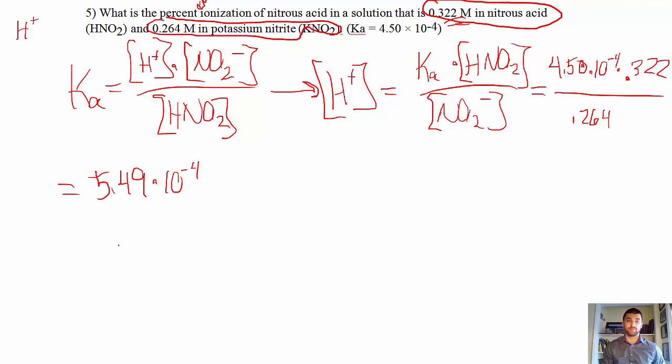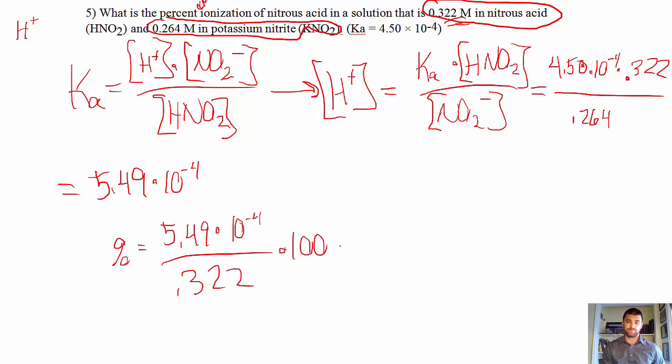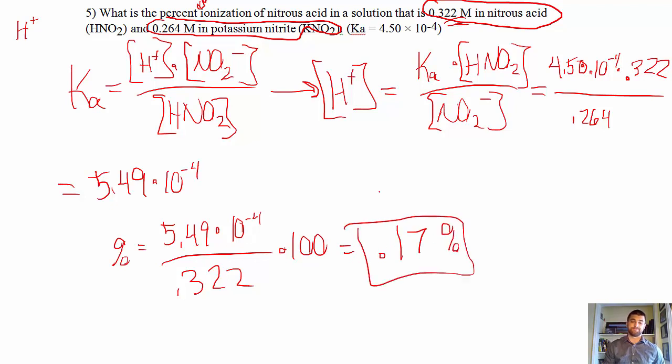Now I want percent, so I got to figure out the percent is going to equal that number, how much of it actually dissociated and gave off H plus ions, that much, divided by how much I started with, which was the 0.322, and then times that by 100. And I get a very small percent, 0.17%. Final answer. That's how you do that.